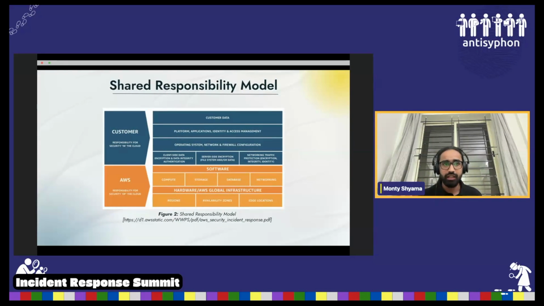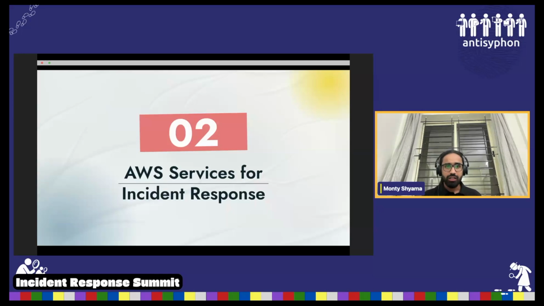So these areas fall into the responsibility of the customer, basically the security in the cloud. Next, we have the top three services which are available during an incident response, natively provided by AWS. There are a lot of them, but for the purpose of this webinar, I have only included the top three.